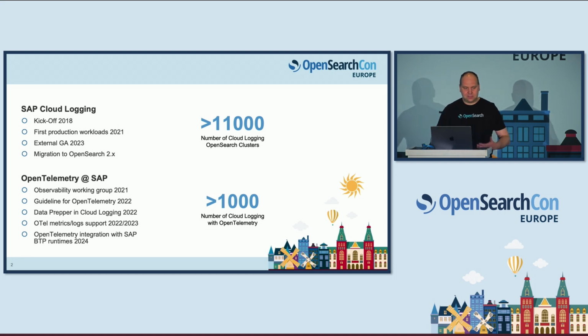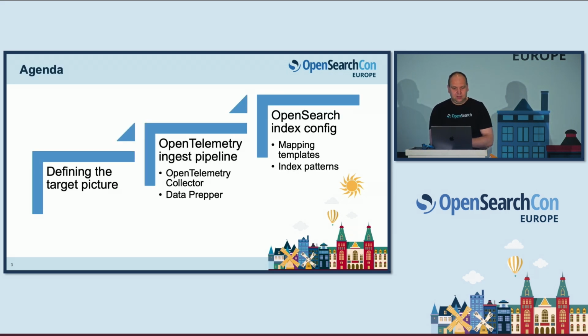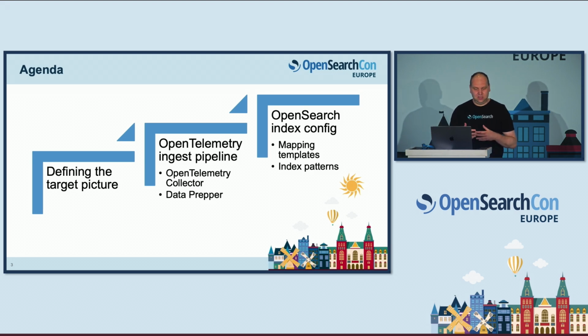So this is the basis where I stand on what I want to present: how did we achieve it and how can you leverage the same. Okay, we do it in the following way. First, we define our target picture. And then we have a look at the OpenTelemetry ingest pipeline and the collector and the Data Prepper.